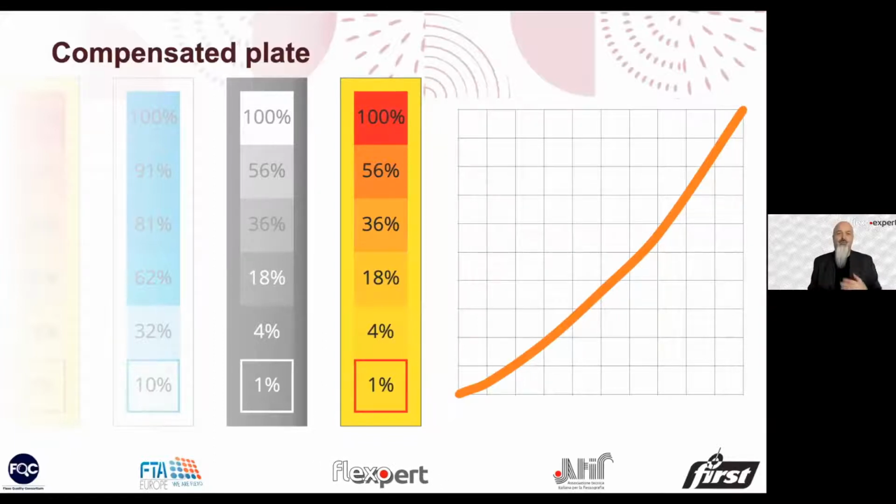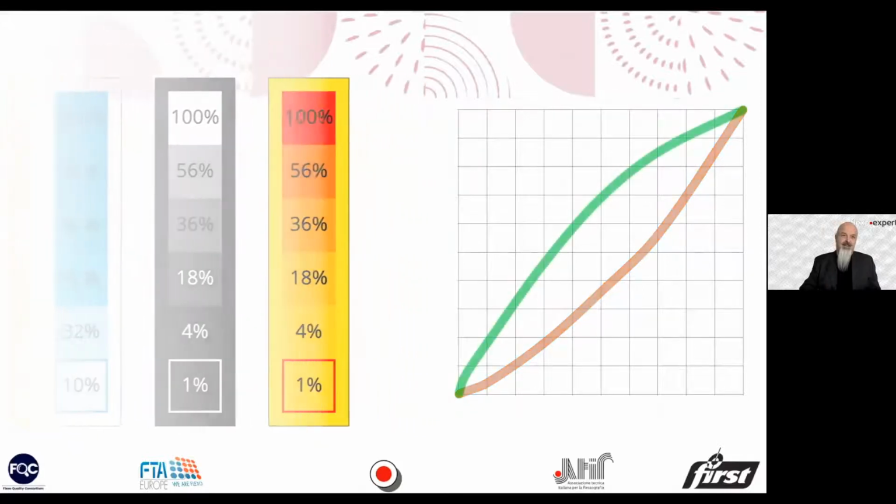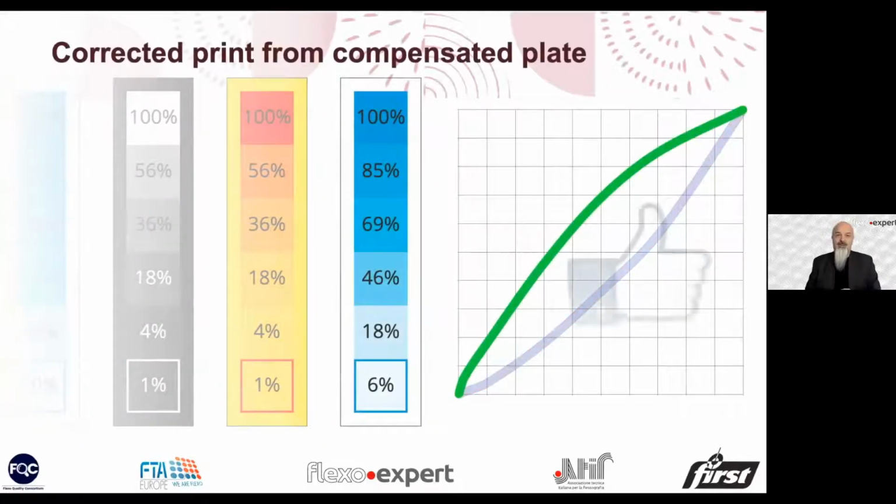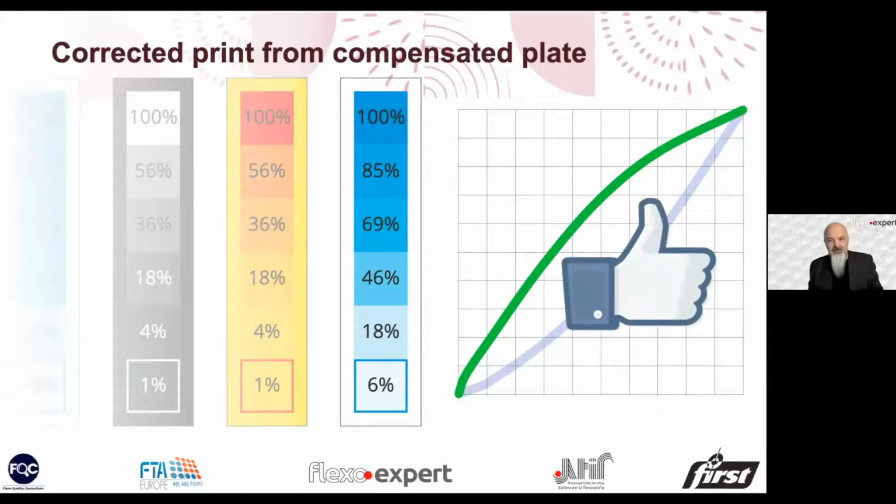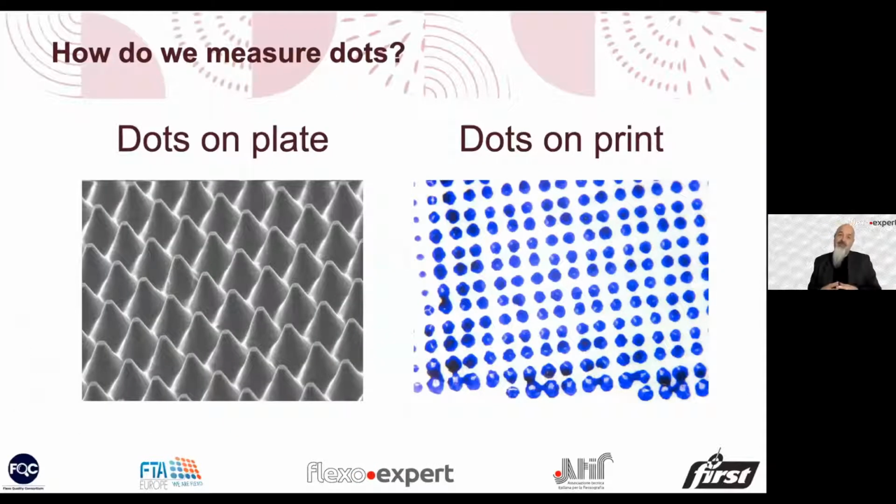Of course, we check if dots are okay. I mean, we control and measure the dots on plate before printing. And when we print our compensated plate, we are normally happy with the results that we obtain. So we measure dots on the printing plate and on the printed substrate.